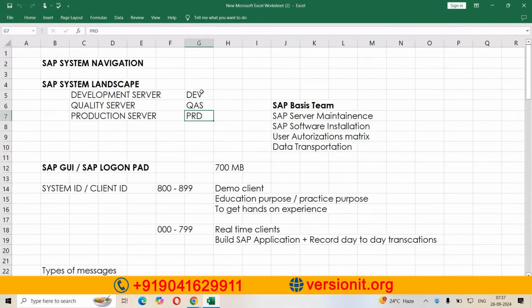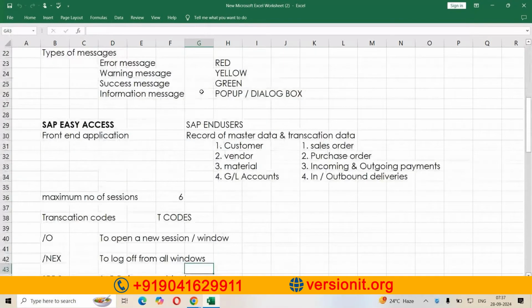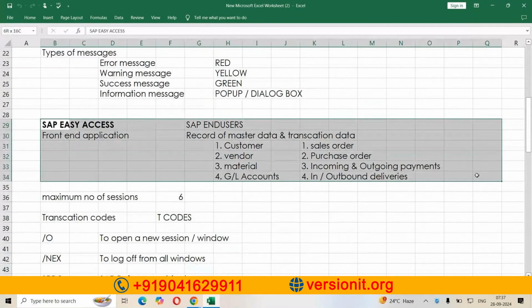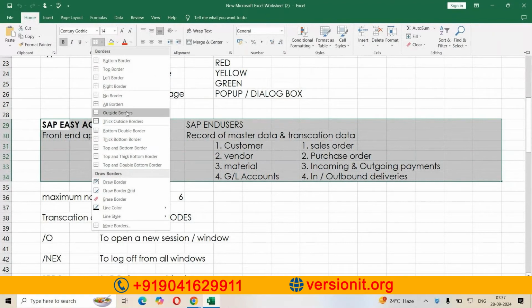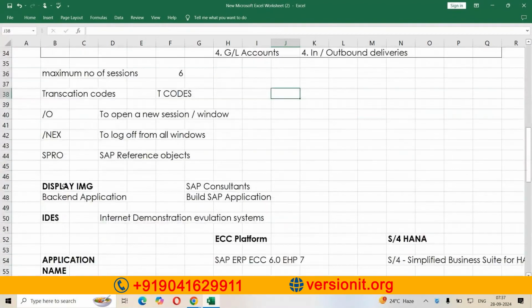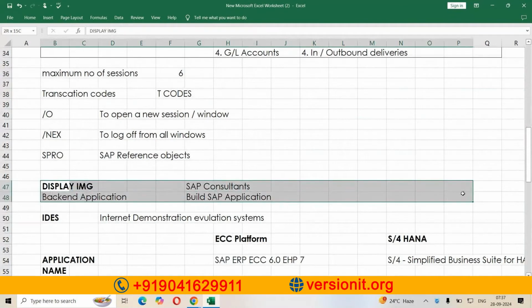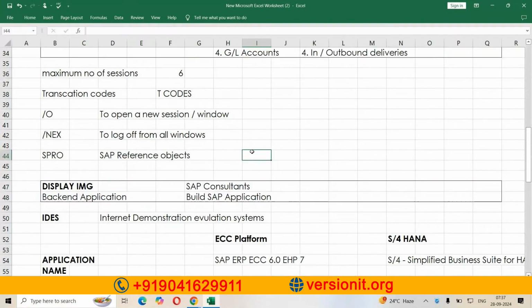And apart from that, I was trying to give you information like how we are going to be logging into SAP, the front end application name, which we name it as easy access, and this will be under the control of end users who will be going for recording of day-to-day activities over here. Whereas backend application name is what we name it as display IMG, which is going to be under the control of consultants, where we try to build the application based on the business requirements.